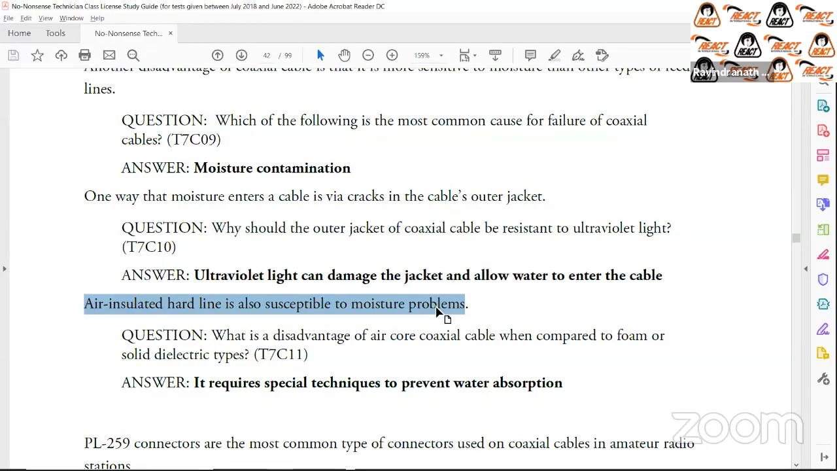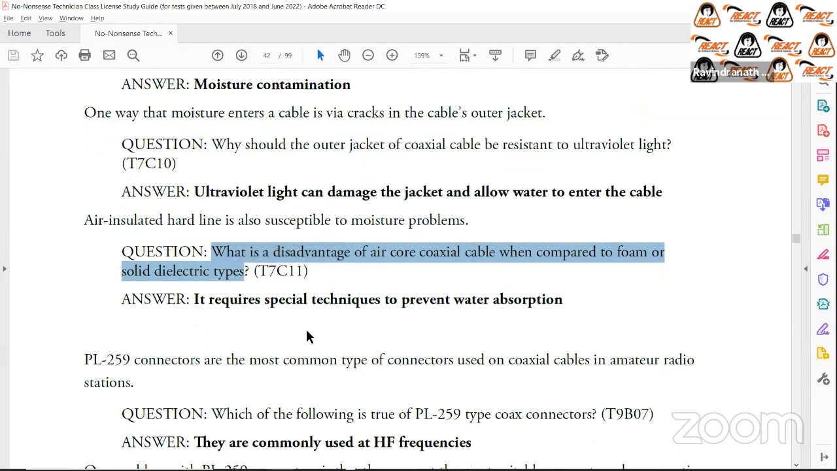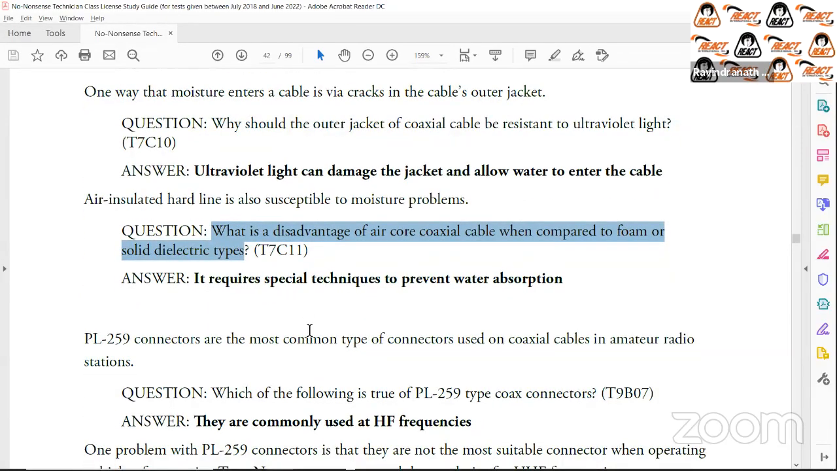So you need to make sure those cables are also properly sealed. Question in the question pool. What is the disadvantage of air core coaxial cable when compared to foam or solid dielectric types?